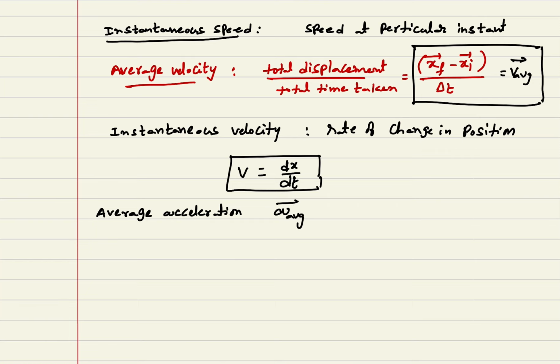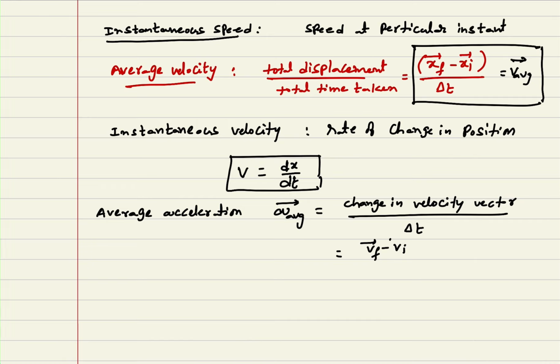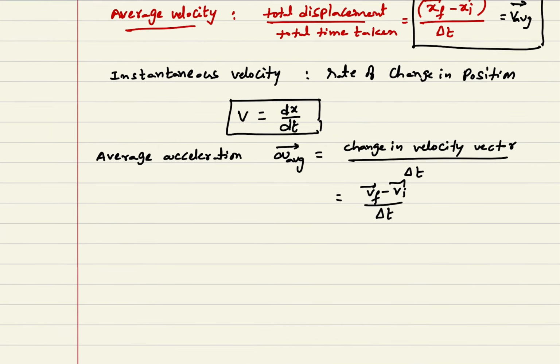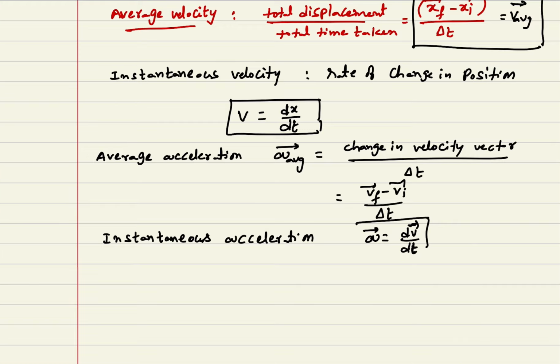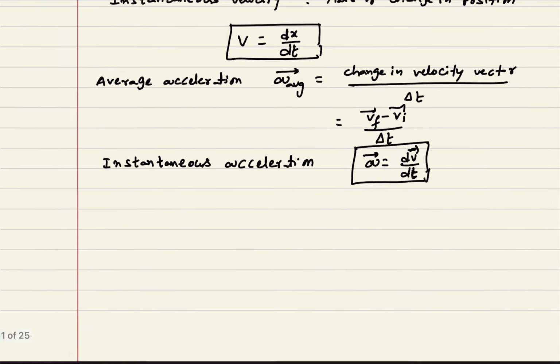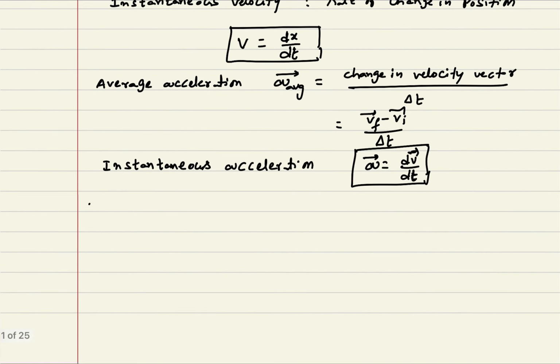Okay, now average acceleration. Average acceleration a bar can be written as change in velocity vector by time interval. We can write it as final velocity vector minus initial velocity vector divided by delta t. Next, instantaneous acceleration. You can write a is equal to dv bar divided by dt. This is the instantaneous acceleration.